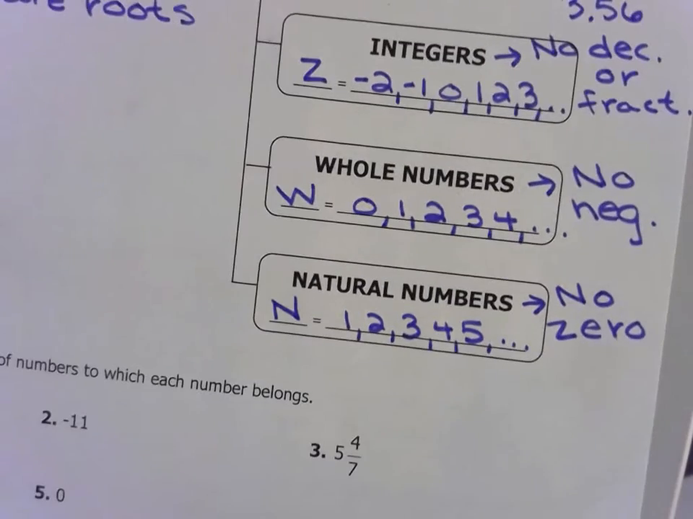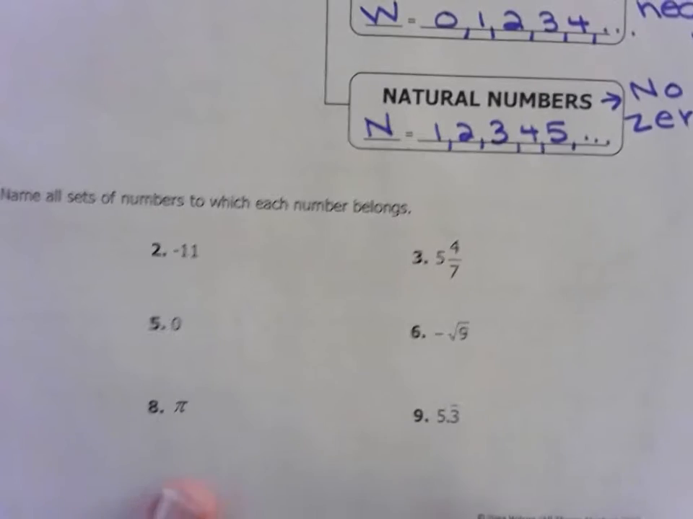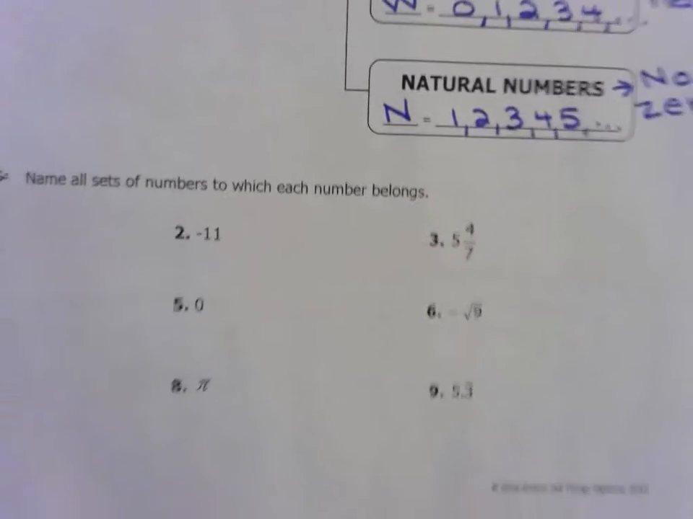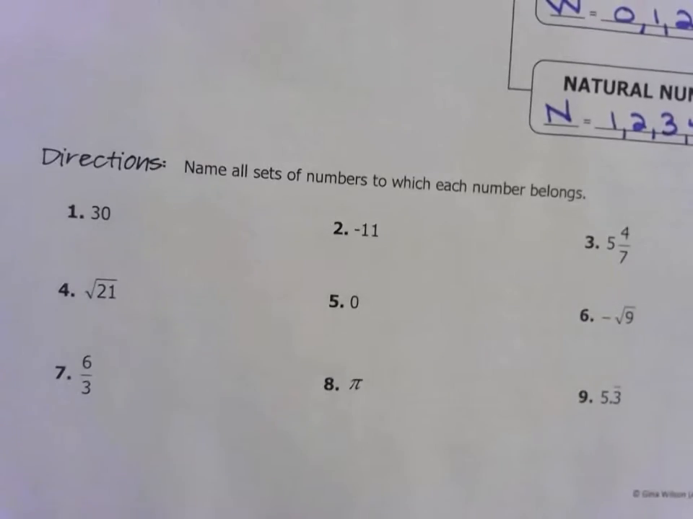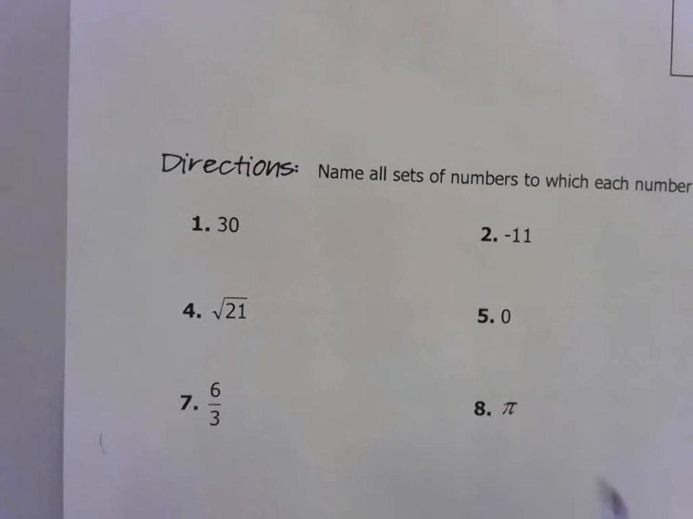Okay, let me do a couple examples on the bottom, then I'm going to have you start the homework, and I'll finish the notes later. Let's look at these examples. Name all sets of numbers in which each number belongs. So let's look at 1. You're going to look at the map. I think the map is easier to understand than just going through the definitions. Look at the map and start and work your way down. So any number I know is what?